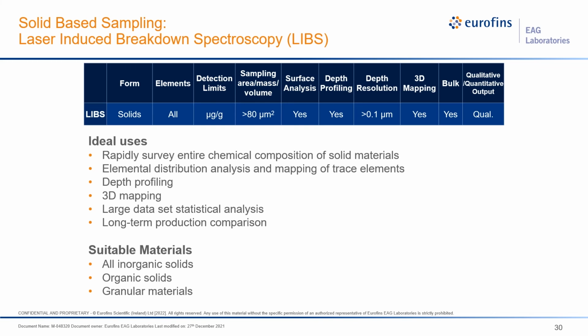LIBS is very versatile in its sampling capabilities. It can analyze any element and most materials. It is also extremely rapid, capable of measuring, for example, a 40 by 40 millimeter area map in approximately 10 minutes or so. It can provide depth profiling, 3D mapping of trace elements down to 1 ppm, and it is reproducible over long term. Suitable materials, there's not many limitations on what materials we could look at. It could do most inorganic materials, granular materials, and organic materials.